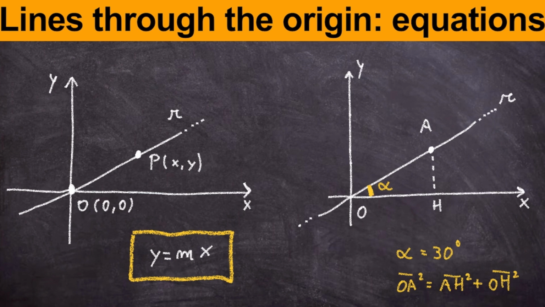In the second exercise, we'll find the equation of a line that passes through the origin and forms a specific angle with the x-axis. By the end of this video, you will have a solid understanding of how to handle these types of equations and apply them to geometric problems on the Cartesian plane. Let's get started.